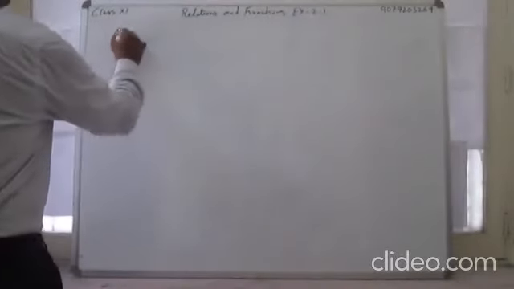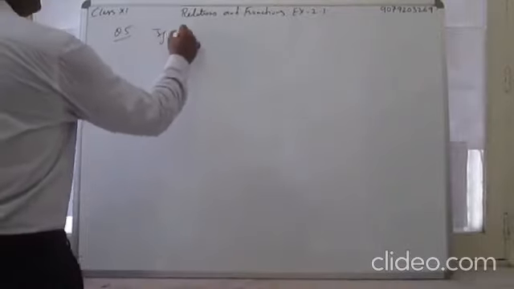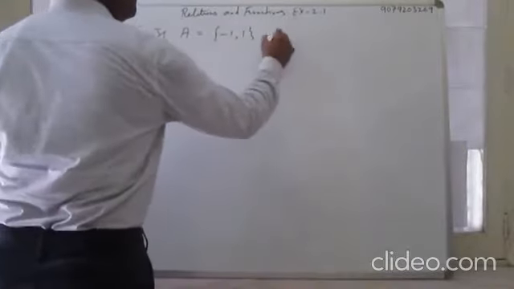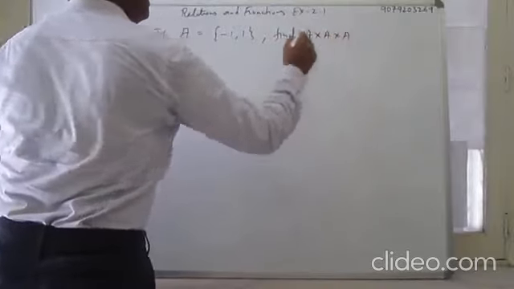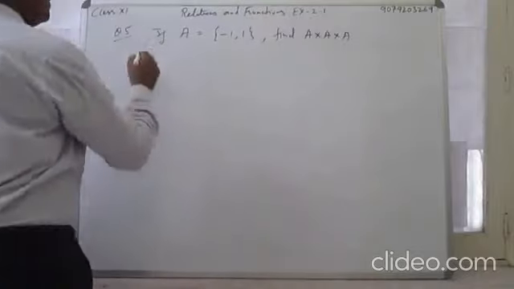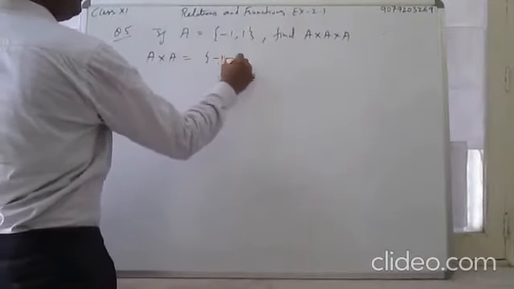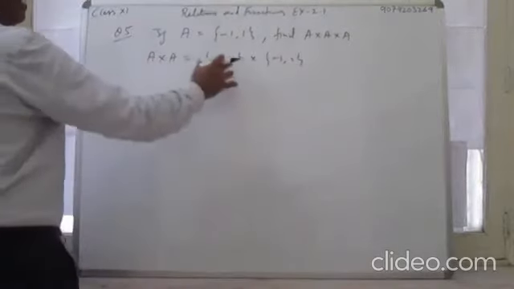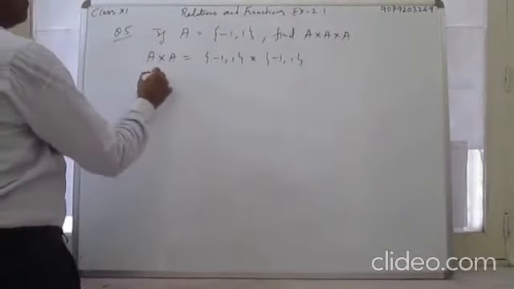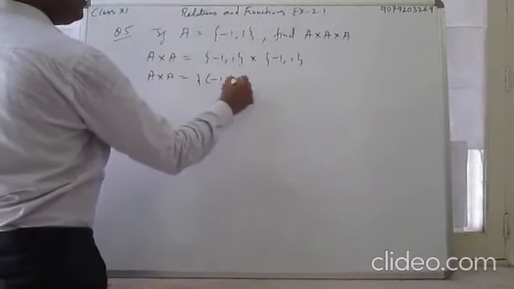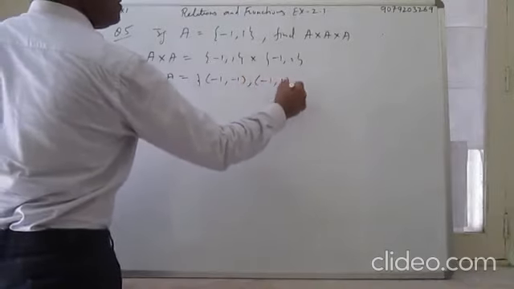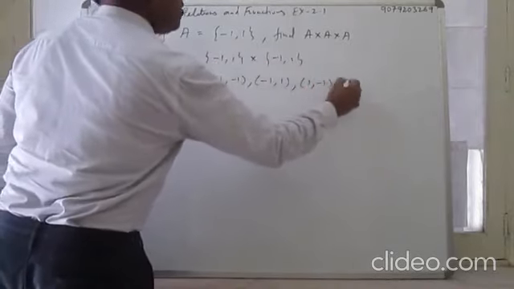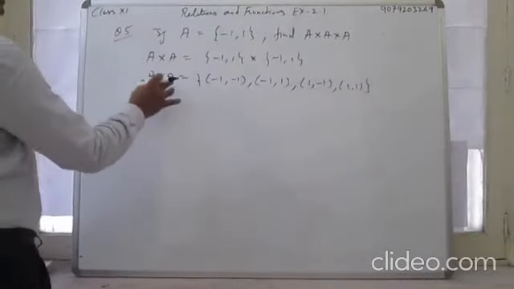Question 5. If A is equal to {-1, 1}, find A cross A cross A. Now first we find A cross A. {-1, 1} is a set, A cross with set A. How many ordered pairs are there in A cross A? 4. So write the 4 ordered pairs of A cross A: (-1, -1), (-1, 1), (1, -1) and (1, 1). Now this is A cross A.